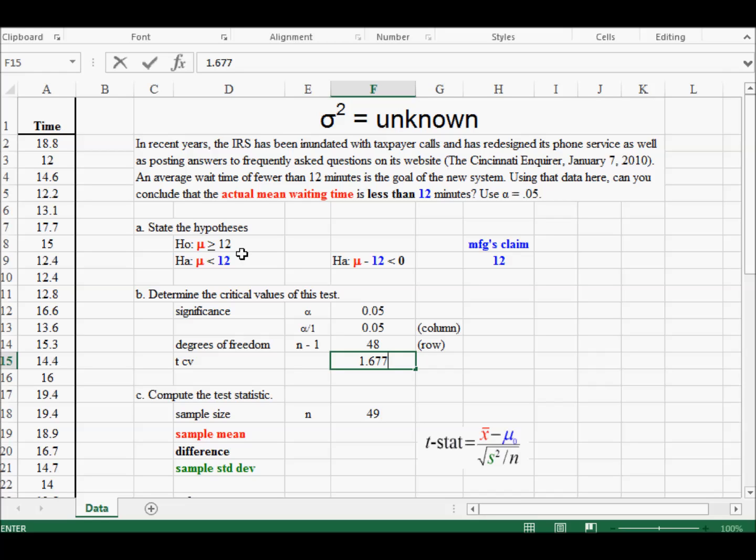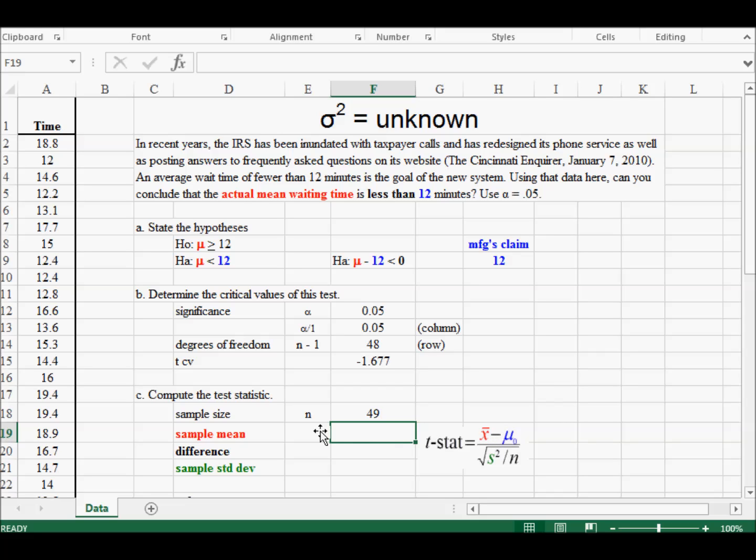The population mean is less than 12. That means we have to have a negative t critical value, so we're just going to make that negative. Now the next step is to calculate the sample mean, because this numerator here is the point estimate of the difference between the mean and the manufacturer's claim.